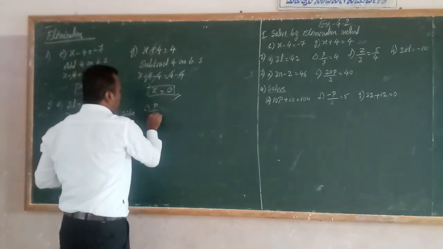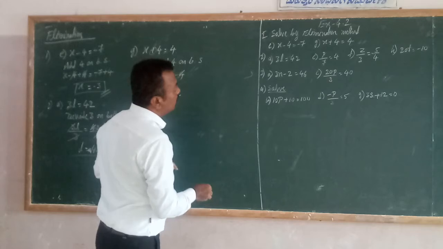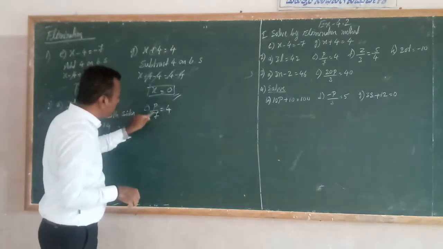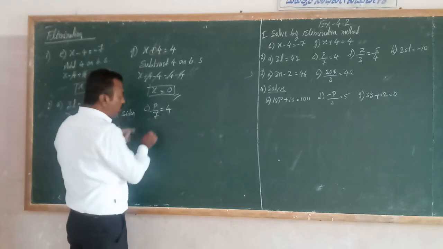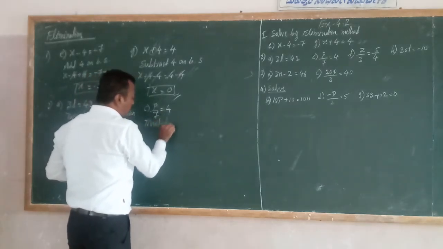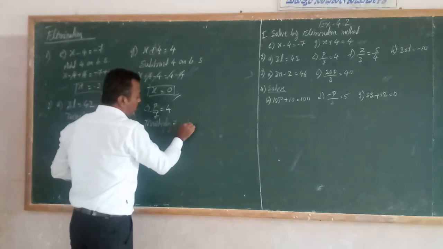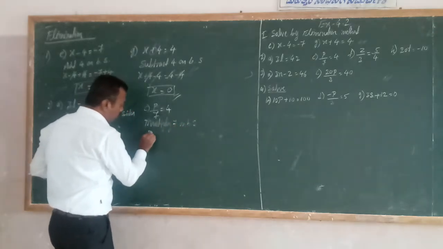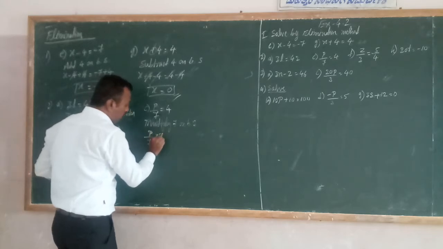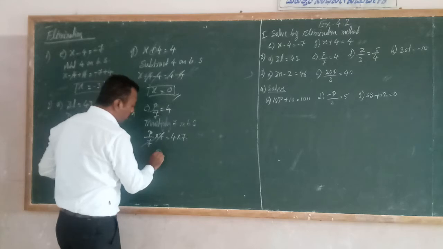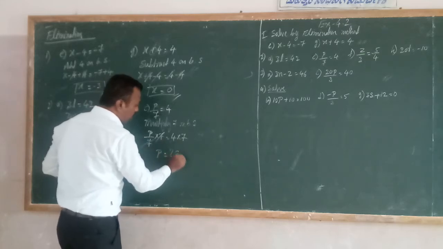So like that, second main C question I will show now. P by 7 is equal to 4. Very simple, friends. In between, divided by sign is there, so we have to do multiplication. So multiply 7 on both sides. So P by 7 into 7 is equal to 4 into 7. 7 gets cancelled. Therefore P is equal to 4 sevens, how much? 28.